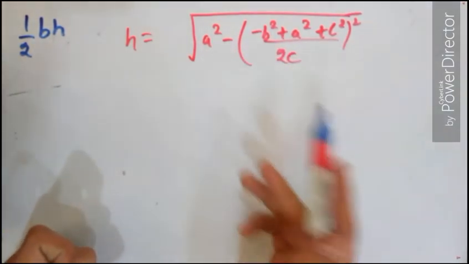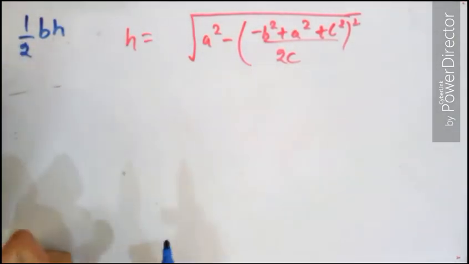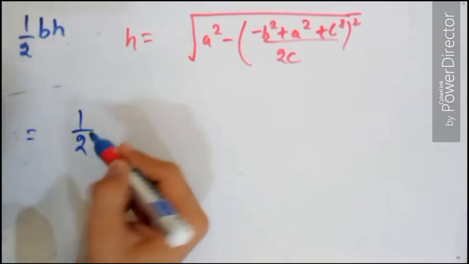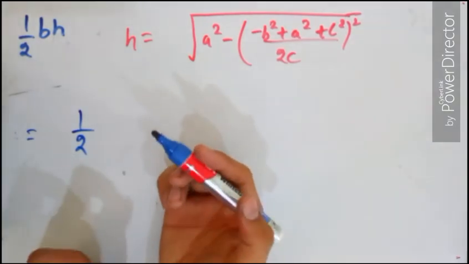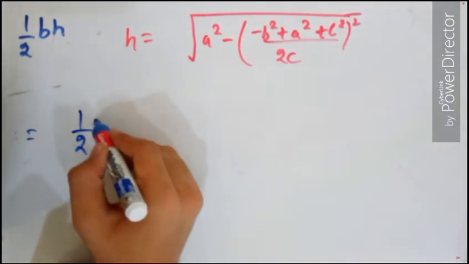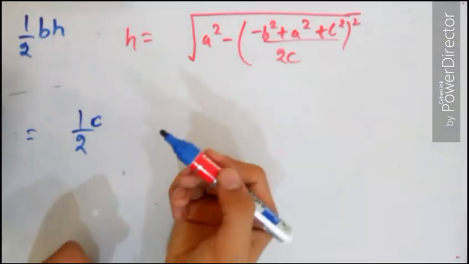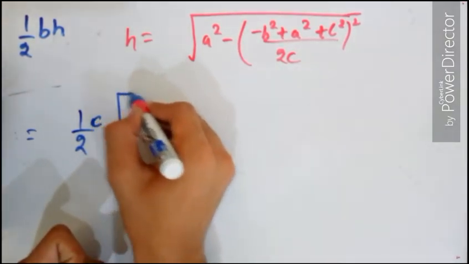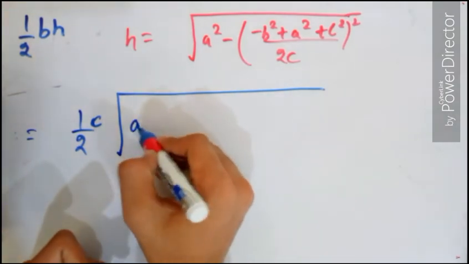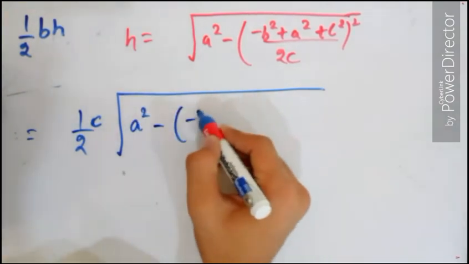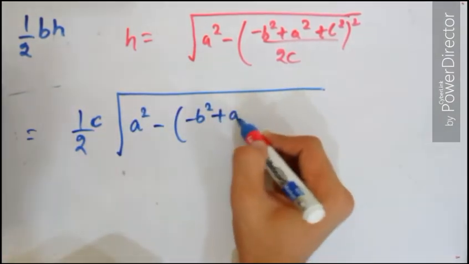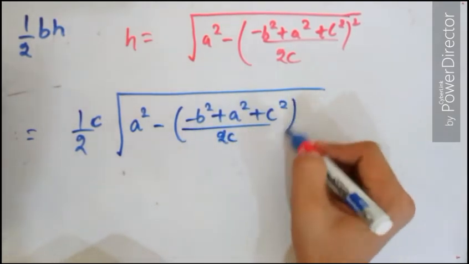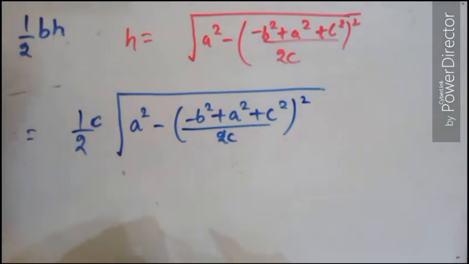And now we're going to substitute this value in this. So the area of the triangle would be half times base, and the base of our triangle was c. So half c times the height, which is the square root of a squared minus (b squared plus a squared plus c squared upon 2c) whole squared.